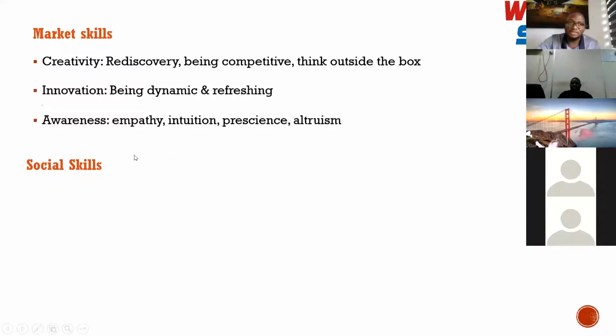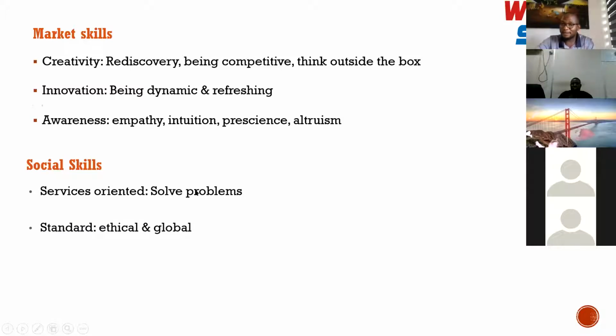So then there is social skills. It's very interesting that awareness is under market skills and not under social skills. So social skills has to do with the human face and human interaction of the business as well. So in this aspect, you look at the problems that you're solving for the society, the gap that you're bridging for the society. They have to have value, they have to add value to the society, they have to be of standard, they have to be in compliance with the relevant laws.